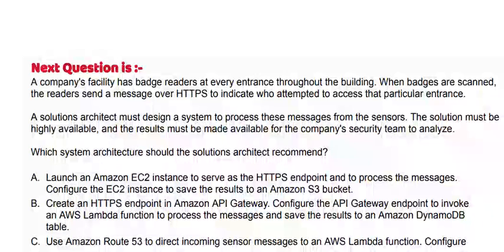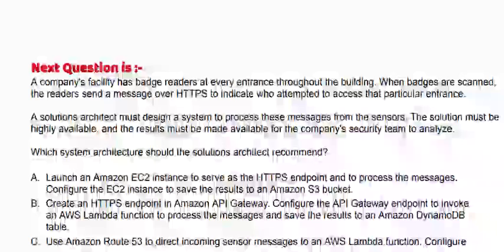Option A. Launch an Amazon EC2 instance to serve as the HTTPS endpoint and to process the message. Configure the EC2 instance to save the results to an Amazon S3 bucket. Option B. Create an HTTPS endpoint in Amazon API Gateway. Configure the API Gateway endpoint to invoke an AWS Lambda function to process the message and save the results to an Amazon DynamoDB table.